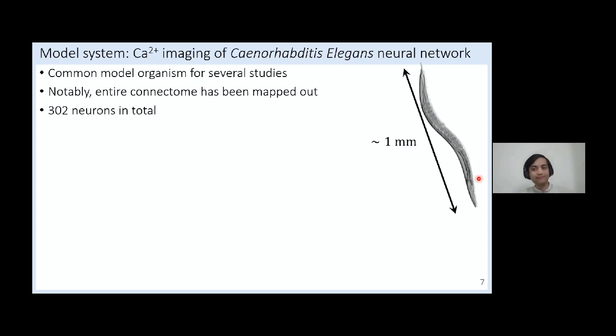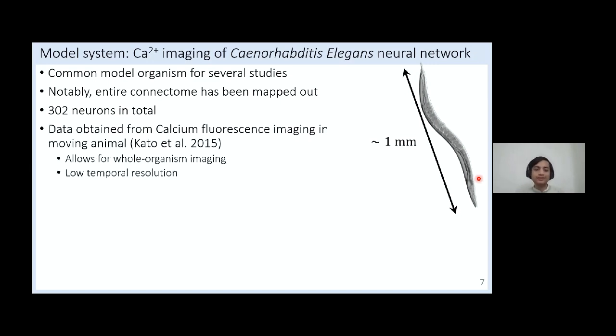Okay, so what kind of data do we have in particular? The data that we're going to be using today is obtained from calcium fluorescence imaging in the moving worm. There are some advantages and disadvantages to using calcium fluorescence imaging. One advantage is that you can really image simultaneously a very large number of neurons.